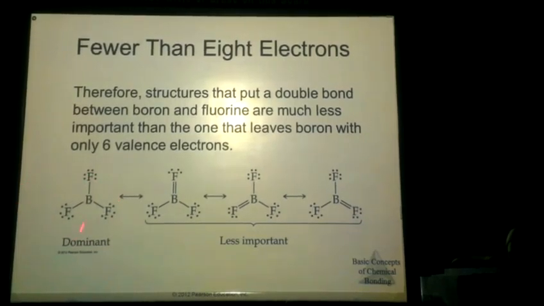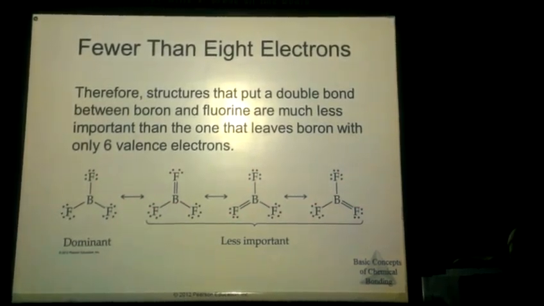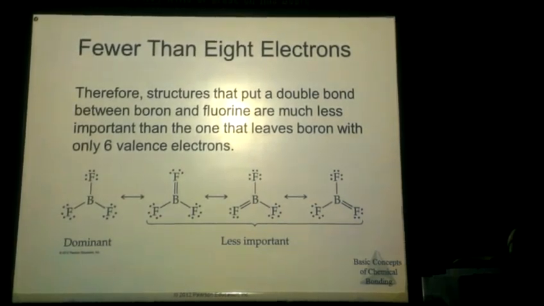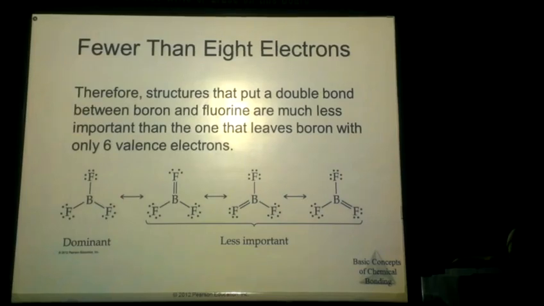So the dominant structure is going to be this. Less important are these. I'm not really ever going to see these. I'm going to see this. Structures that put a double bond are much less important than the one that leaves boron with only 6 valence electrons. So dominant structure versus less dominant, we're always going for the dominant, and you can always find that by using formal charge, okay?